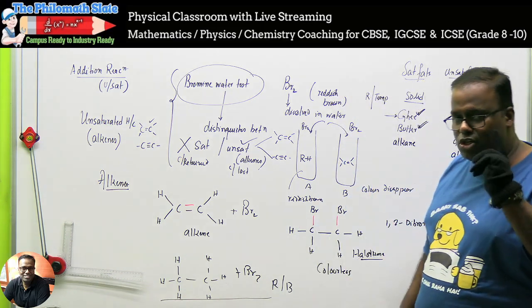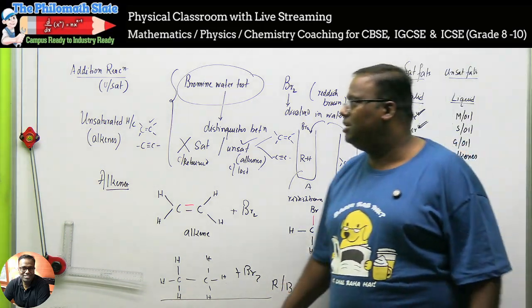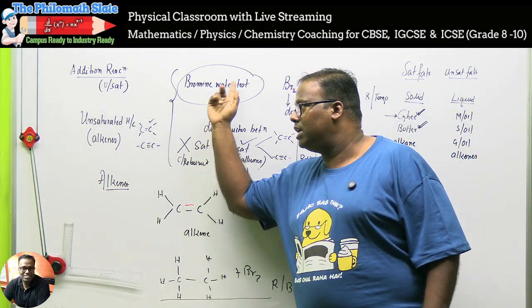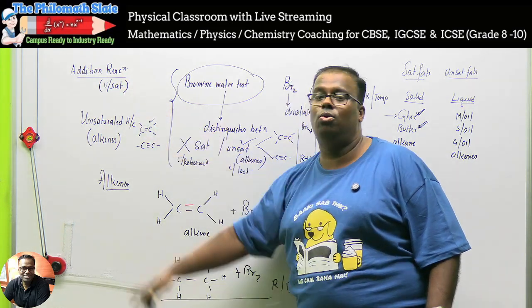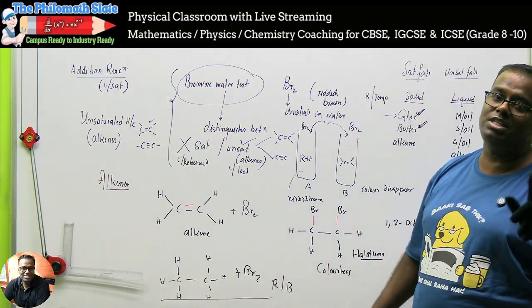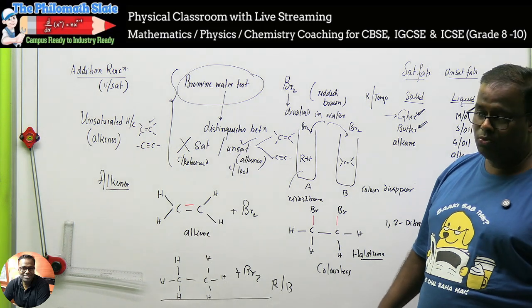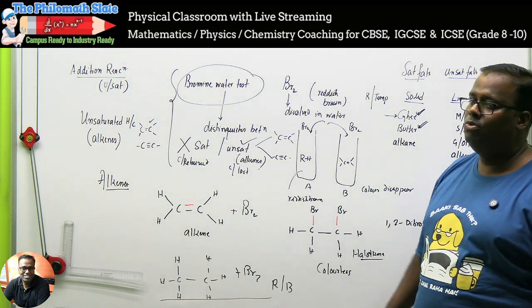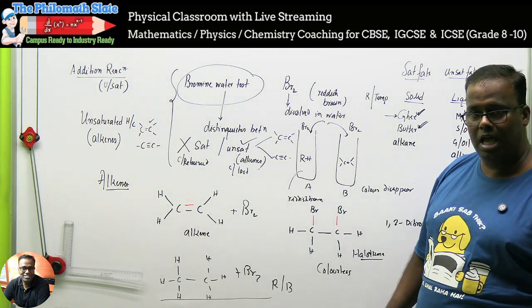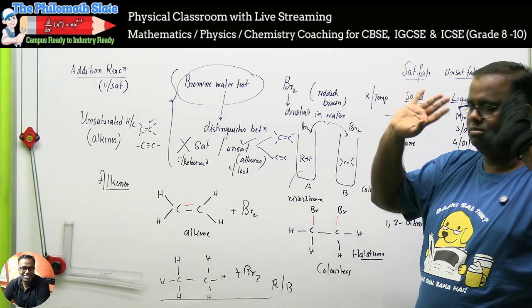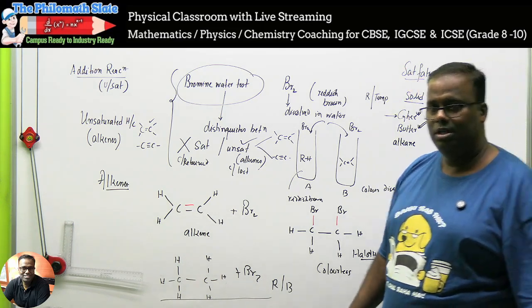But there is one shortfall. A bromine water test, as an application of addition reaction, only tells you whether the compound is saturated or unsaturated. Within unsaturated, if you ask whether it is alkane or alkene, that I cannot tell you. Clear?